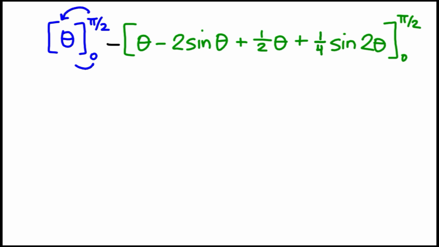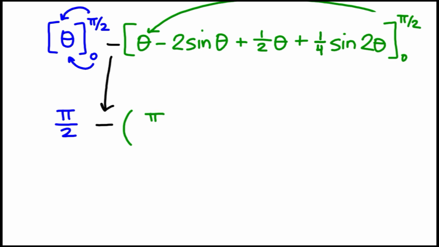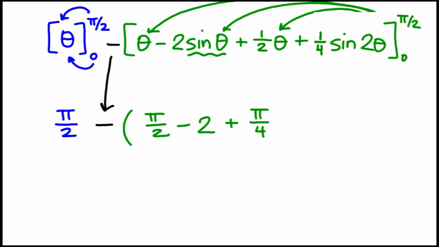Putting the pi over 2 in and putting the 0 in is simply going to give us pi over 2 minus 0, or pi over 2. Bring down the black minus sign. Here it comes. And let's keep some green parentheses in the mix. Pi over 2 is going to go first. Obviously, that'll be pi over 2. The sine of pi over 2, sine of 90, is 1, so that's going to be minus 2. Half of pi over 2 is pi over 4. That's positive. And this is going to end up being sine of pi, which is 0.